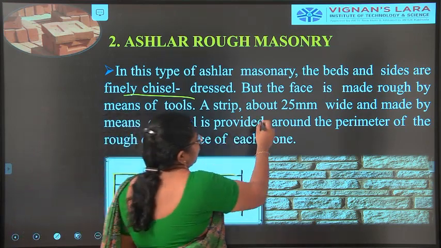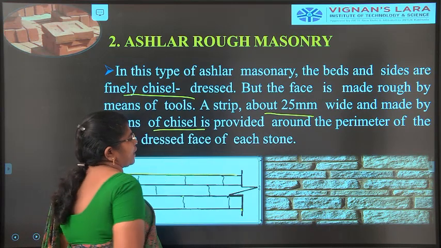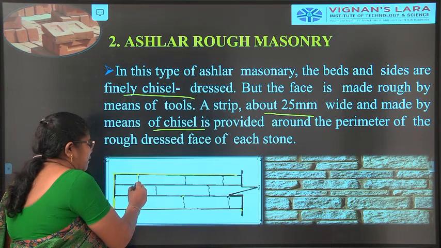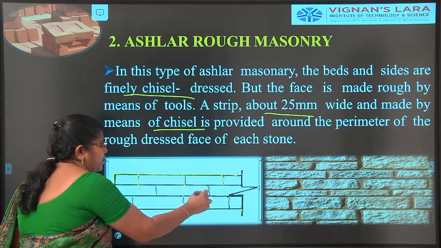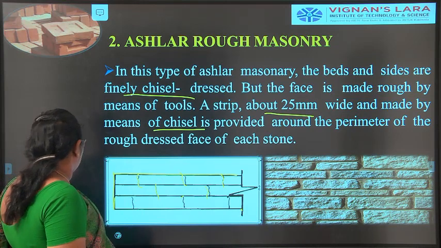A strip about 25 mm wide, made by means of chisels, is provided around the perimeter of the rough dressed face of each stone. Here you can see it is roughened by the chisel so that the bonding properties can be increased.